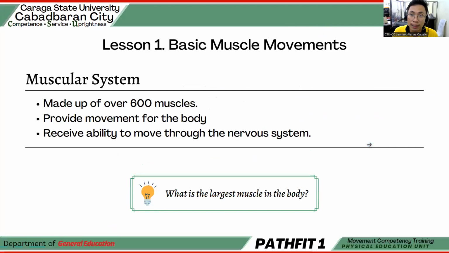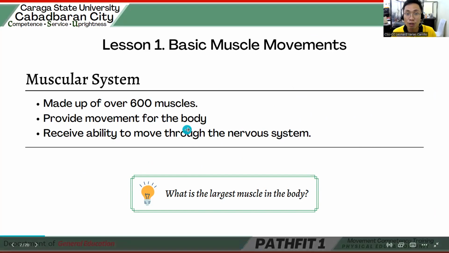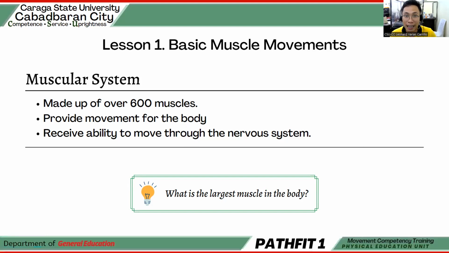So lesson 1, we have the basic muscle movements. So what are the basic muscle movements? What comprises the muscle movements of our body? So do you have muscles? You as a student, do you have muscles? Every one of us has muscles. We consist of muscles. Even if we are fat, like me, I still have a lot of muscles inside me because the muscles in our body provide us movement. It helps us move properly.